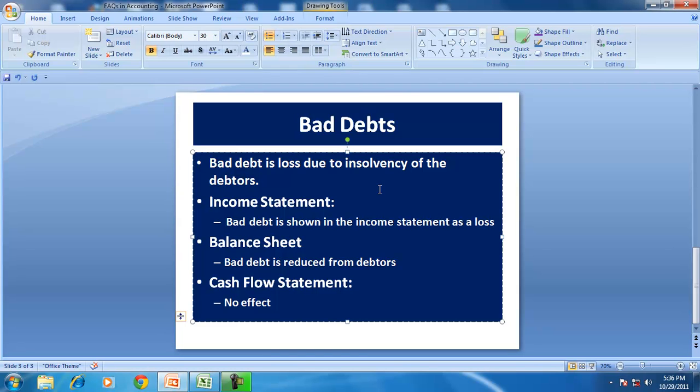The treatment of the bad debt in the income statement, balance sheet and cash flows is as follows. In the income statement, bad debt is shown as a loss. In the balance sheet, the debtors are reduced to the extent of the bad debt, and in the cash flow there is no effect due to the bad debt. The debtors may pay only to the extent which has not become bad, but the bad debt directly has no effect on the cash flow statement.